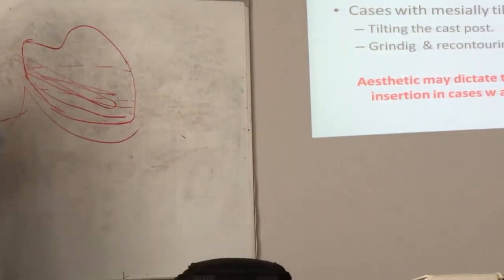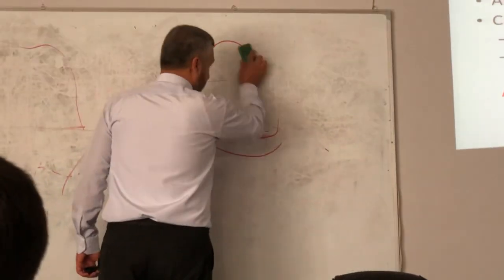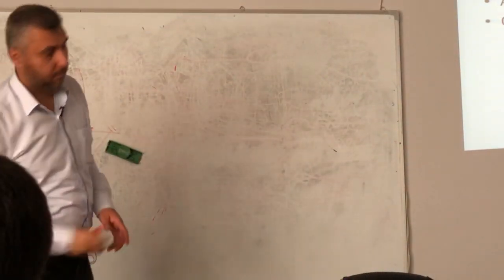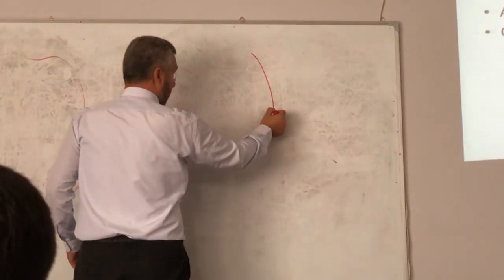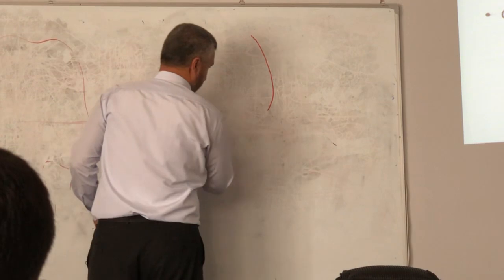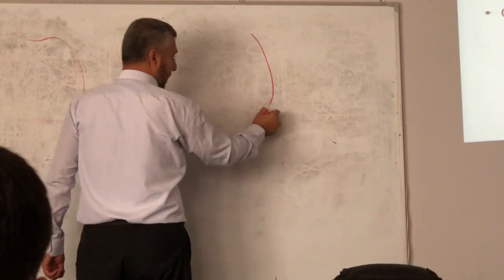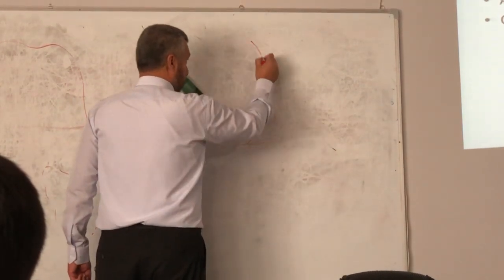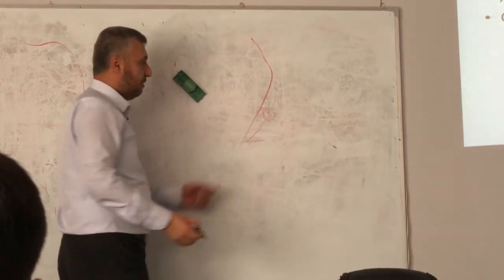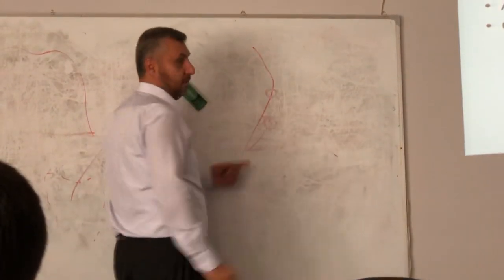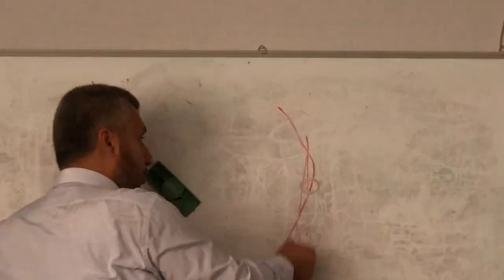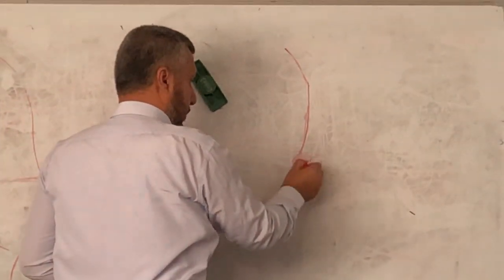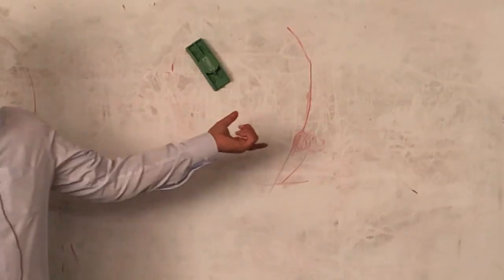We will cut, just for example, I want to place my clasp in this area, but the survey line is like this. The survey line makes me place the clasp in this area. What do I have to do? Recontouring of the tooth until you can place the clasp in this area.